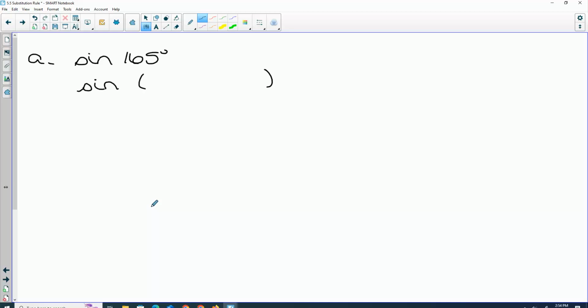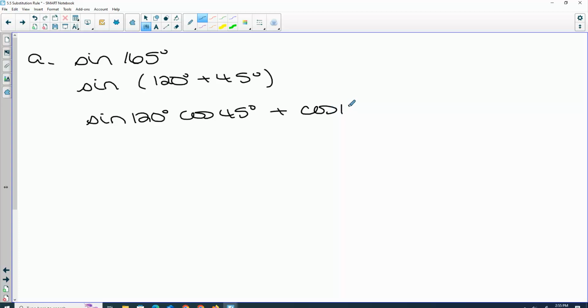Alright, what adds or subtracts to 165? 120 and 45. Yep, you could do 135 plus 30, that also works. Alright, are you guys with me for the last few problems here? Okay, so sine of A plus B is sine of the first, cosine of the second, cosine of the first, sine of the second. Please don't skip the step where you write that out, because it's kind of hard for me to follow if I don't know what you're doing here.